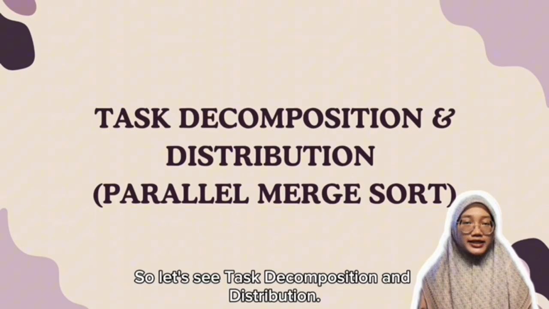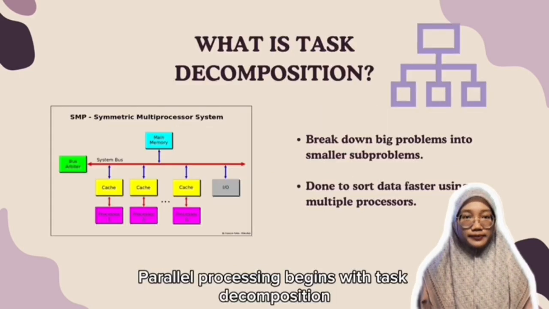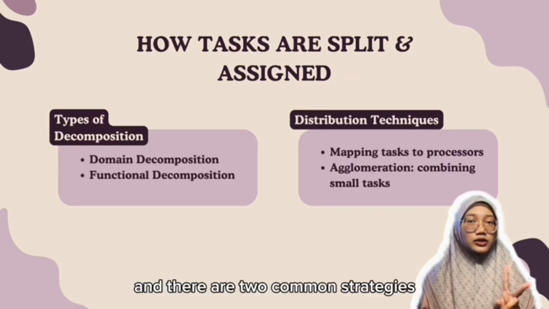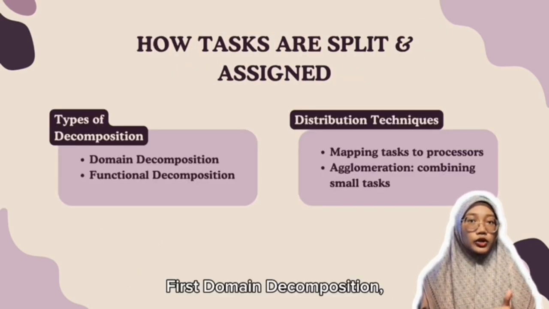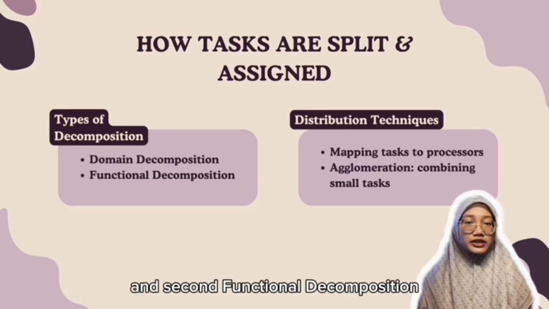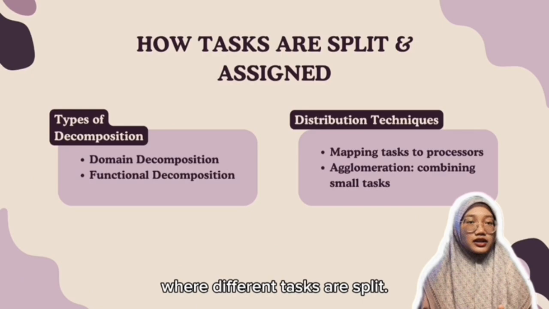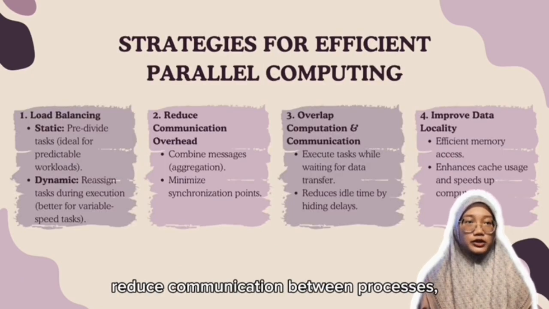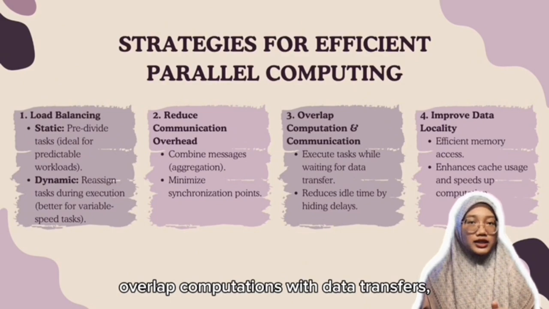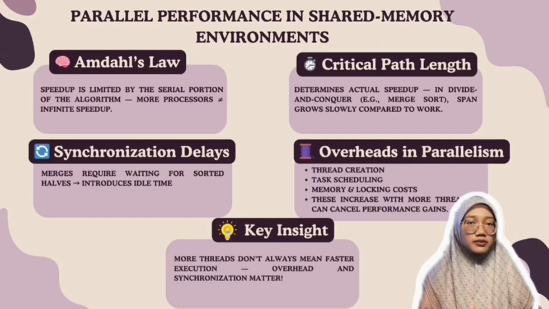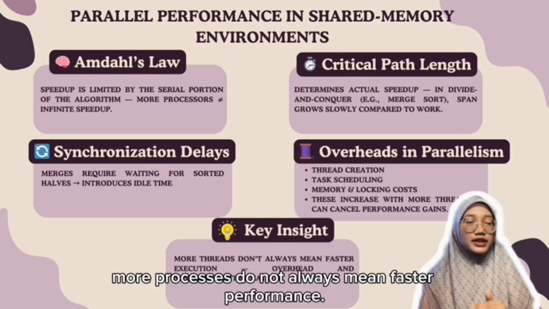Okay, so let's see task decomposition and distribution. Parallel processing begins with task decomposition, which is breaking a large task into smaller parts. And there are two common strategies. First, domain decomposition, where data is divided among processes, and second, functional decomposition, where different tasks are split. To be efficient, the algorithm must balance the load, reduce communication between processes, overlap computations with data transfers, and access memory efficiently. However, in real-world systems, more processes do not always mean faster performance.